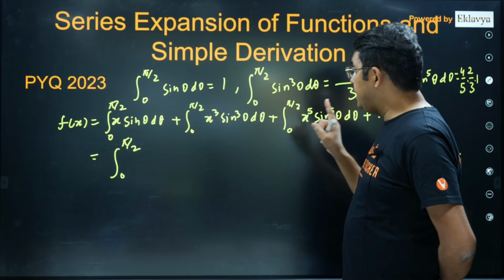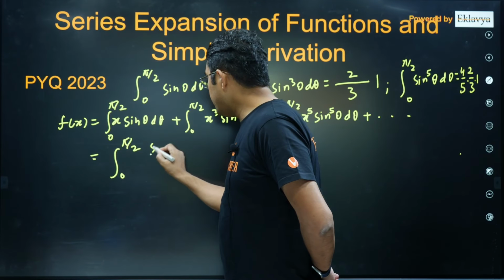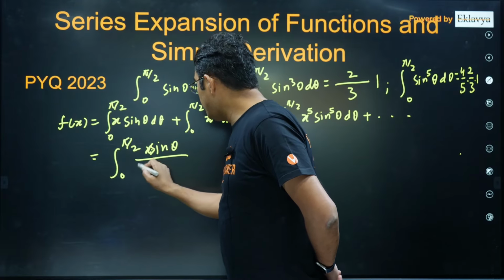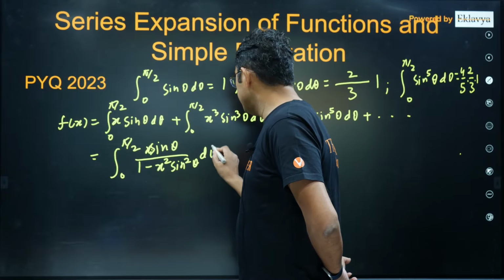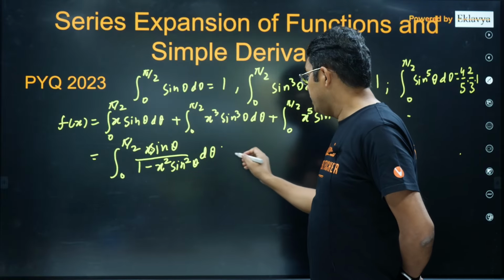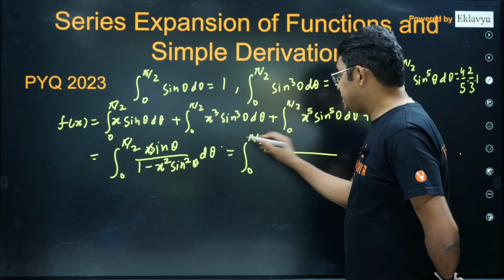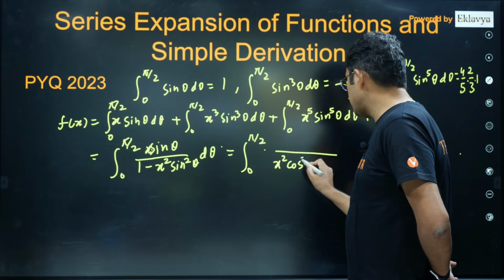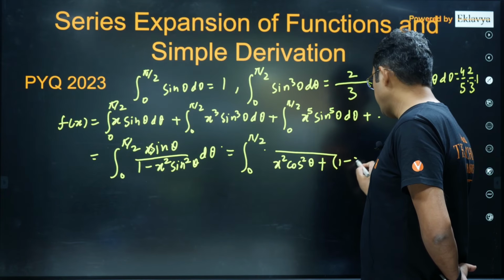Now inside the single integration sign, it is just the sum of an infinite GP, which I can write as x sin θ upon 1 minus x^2 sin^2 θ dθ. Now we have to do this integration and we will get the same f(x). Please see how. From 0 to π/2, I will write sin^2 as 1 minus cos^2, so it will become x^2 cos^2 θ plus 1 minus x^2.